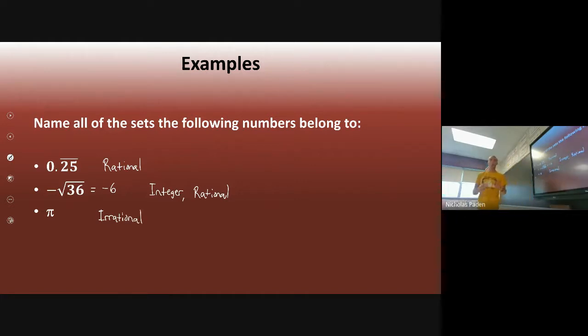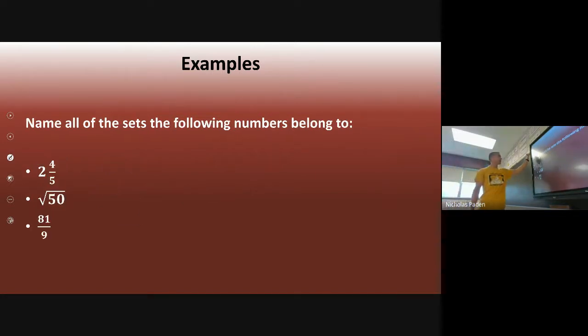Right, so those are our 3 examples. I want you all to look at these 3 and see if you can name all of the sets that those 3 numbers belong to. Pause your video and answer those.